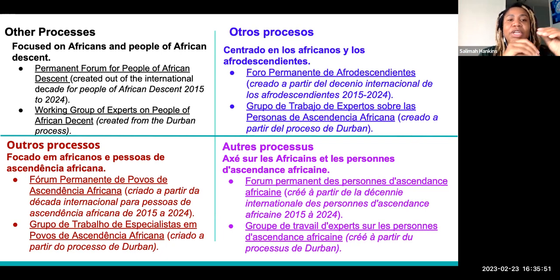So the working group of experts of people of African descent was created from this process. I'm mentioning these because these are also bodies that are focused on Africans and people of African descent. And because that is our work too, it's important that we understand what else is out there, and to know that these bodies are actually working together, are meeting, or understand what is happening within the other bodies. But they are separate processes. And we might share information about this, but we don't directly work in these two processes.